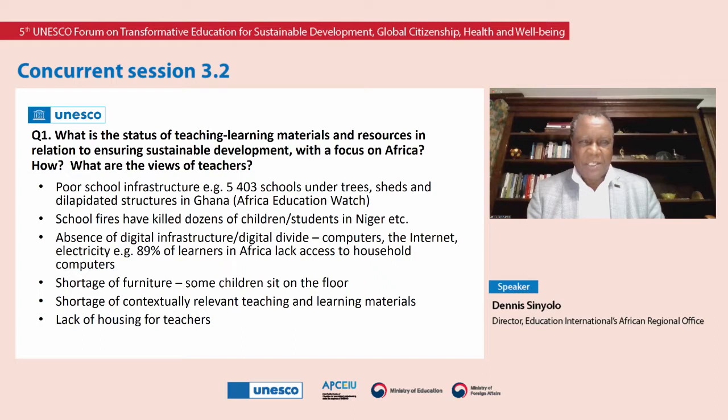The example I've cited is coming from Africa Education Watch, where they launched a study last week indicating that in Ghana, for example, there are 5,403 schools under trees, sheds, or dilapidated structures. This is not unique to Ghana. Go to many African countries, you'll find children learning under trees. You find children sitting on the floor because there is no furniture. Unfortunately, the use of substandard structures has resulted in many fatalities. In Niger, we've had many incidents of fires because the classrooms are made of grass and wood. Temporary structures, unfortunately, have cost the lives of children and sometimes teachers. So it's a serious challenge.